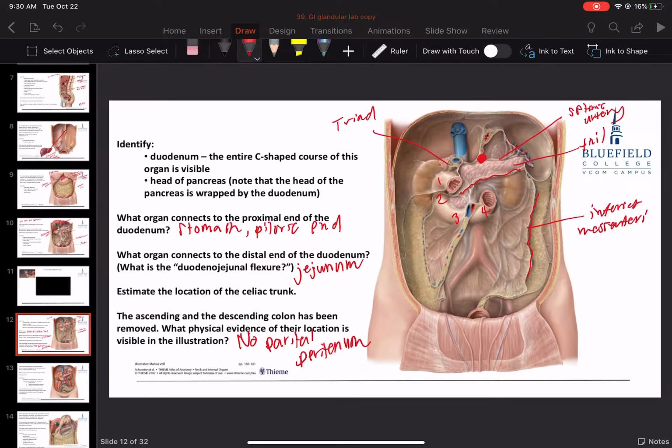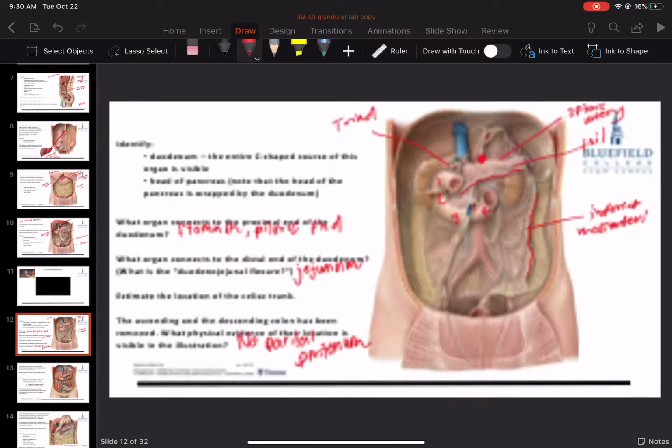And then, let's see, was there anything? I guess there's nothing else there with the glands.